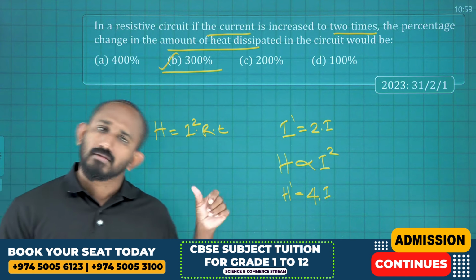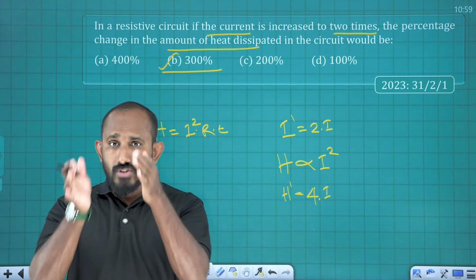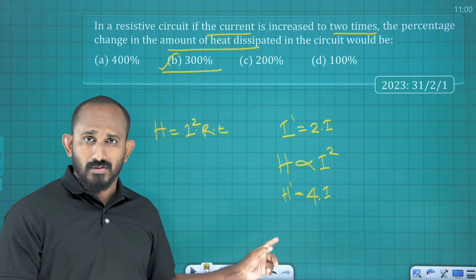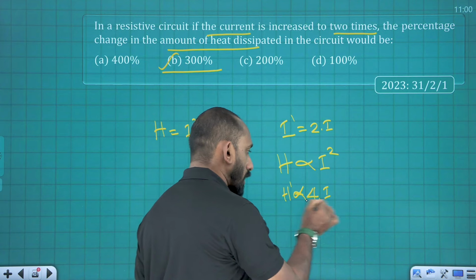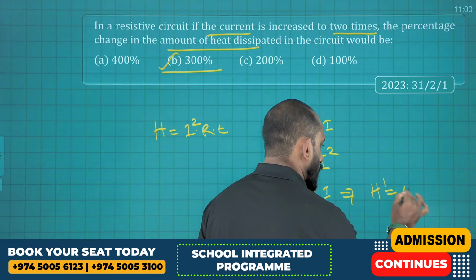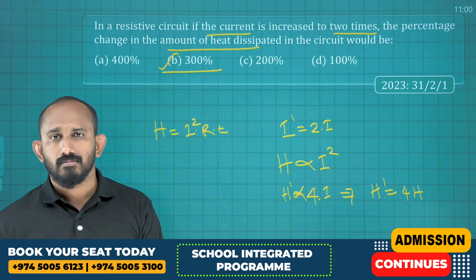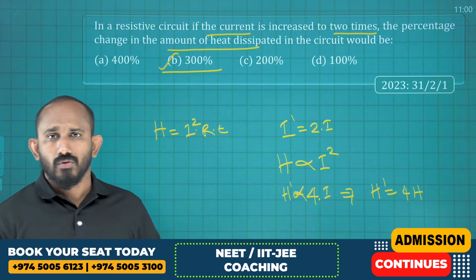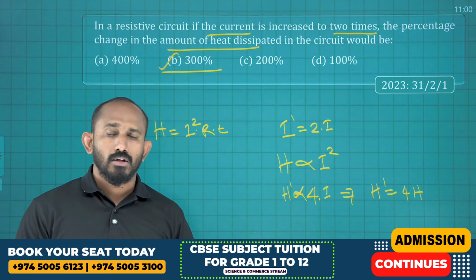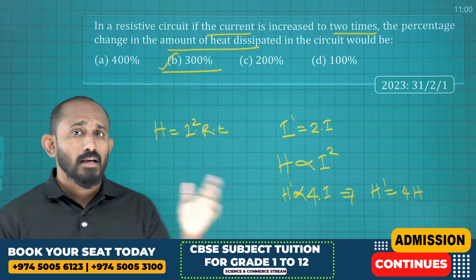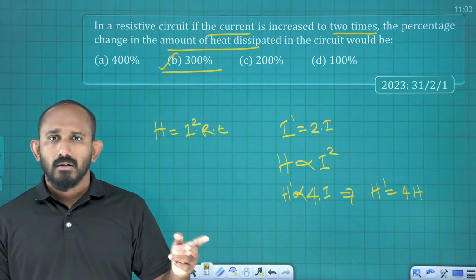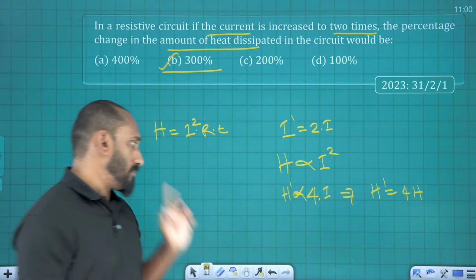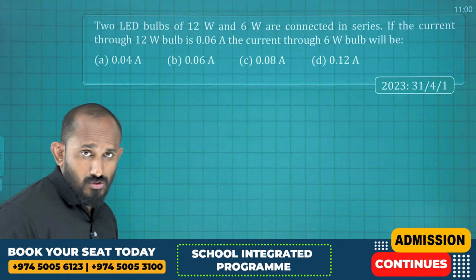In the power question we got it the same way. So how to find the change? The change in the heat: 4H will be there, so it increases 4 times. That gives H dash is 4H. Is that fine? Okay, so then dividing, it will be a 300% increase. So heat is proportional to the square of the current. When I is doubled, it becomes 4 times. Okay, it's fine. So here is the next question.